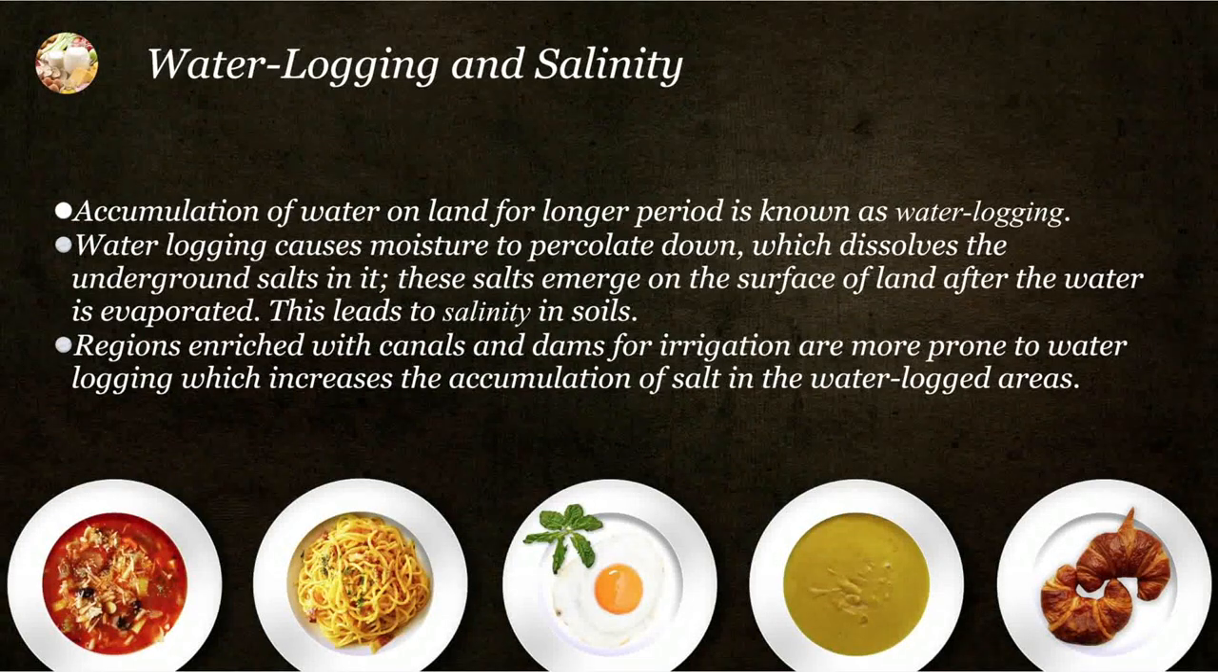Waterlogging and salinity. Generally, accumulation of water on land for a longer period is known as waterlogging. Waterlogging causes moisture to percolate down, which dissolves the underground salt in it. These salts emerge on the surface of the land after the water is evaporated. This leads to salinity in soil. Regions enriched with canals and dams for irrigation are more prone to waterlogging, which increases the accumulation of salt in the waterlogged areas.